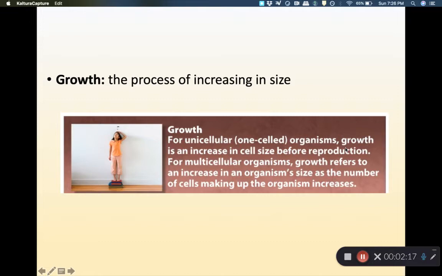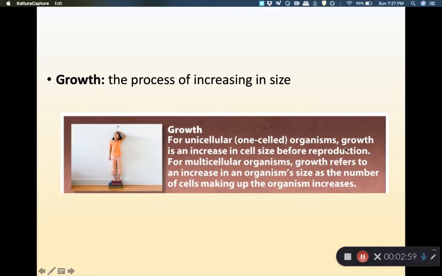So I want to spend some time going into each of these five traits and thinking more specifically about what they mean. So the first is growth, which is just the process of increasing in size. When we think about unicellular organisms, we think about just this increase that cells go through before reproduction. And we're going to be talking more specifically about the cell cycles in later lectures. And then for multicellular organisms, growth just refers to an increase in the organism's size as the number of cells making up these organisms increases.